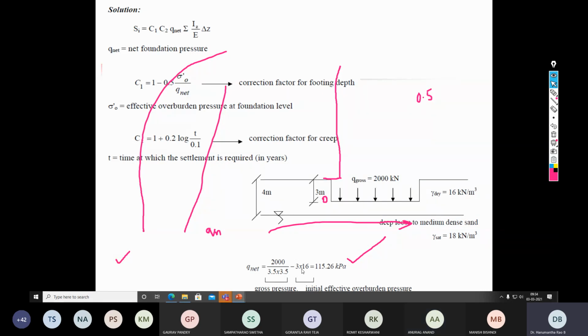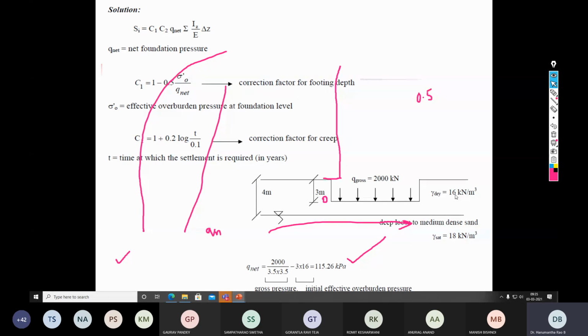What do you mean by 3 into 16 here? What does it represent? Overburden pressure. The weight of the total soil. Overburden is a terminology that you are using. But what is the physical meaning of all these parameters? Because he is asking a very good question. To answer that, you need to understand the physical meaning of each and every term. For example, when I say gamma dry, it represents that there is no water in it. That means it is the weight of the soil per cubic meter.